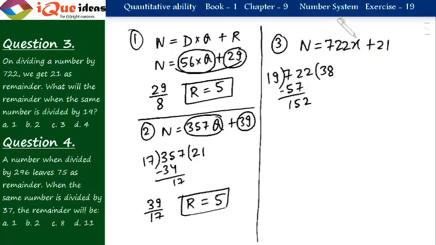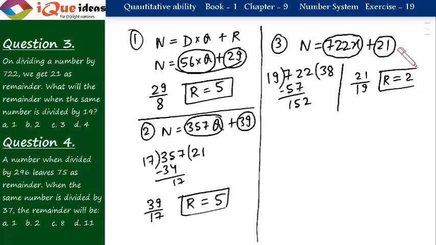That means this part will not give any remainder when divided by 19. Only remainder will come from 21. So divide 21 by 19 and find the remainder. 19 ones are 19, so 2 will be the remainder in this case. Now let's take the next question.